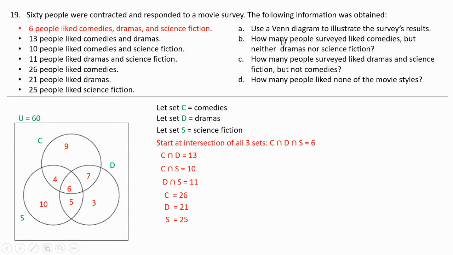Okay. Now that's the answer for part A. Oh no, hold on, guys. Let me see. Oh yeah, that's the answer for part A. Okay, now check this out, guys. The total is 60. So let's see if all this equals 60, and if not, whatever is left goes outside, which means they didn't like any of the movies.